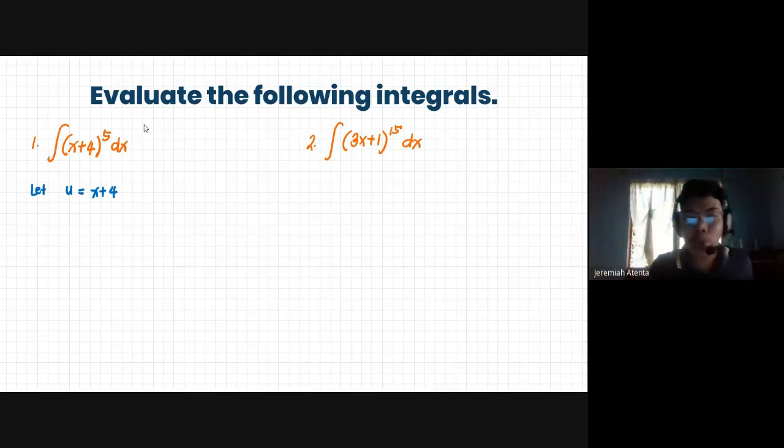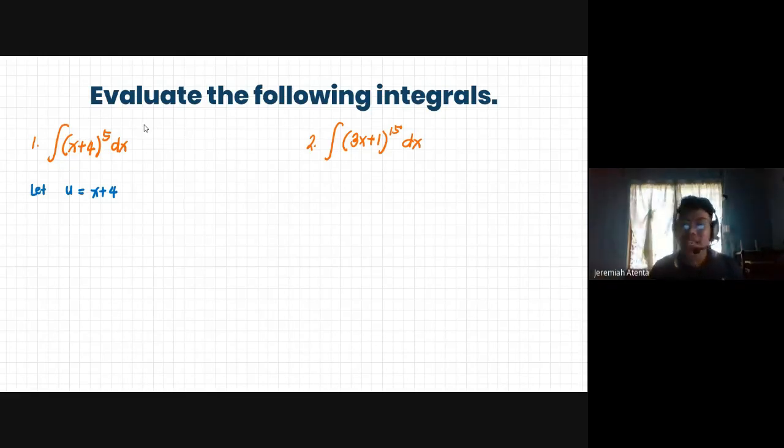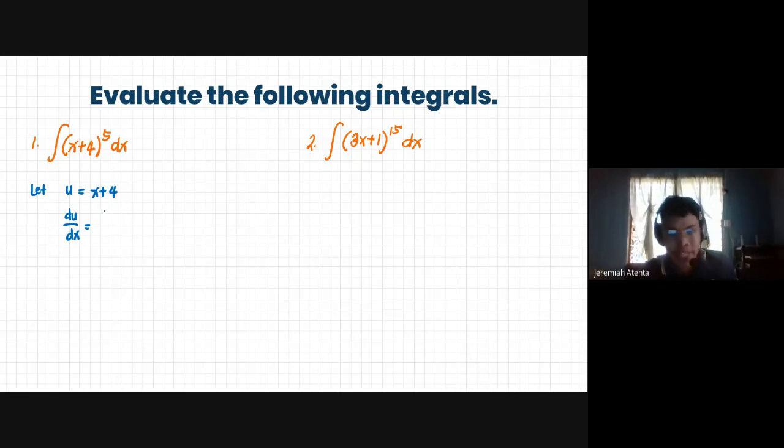Now, since we let u equal to x plus 4, if we will differentiate, I'm sorry, typo. Okay, so if we differentiate u equal to x plus 4, we know that du over dx, or u prime, will be equal to what is the derivative of x plus 4, guys? Kindly write it down in the comment section. What is the derivative? I'm talking about the derivative. So what is the derivative of x plus 4?